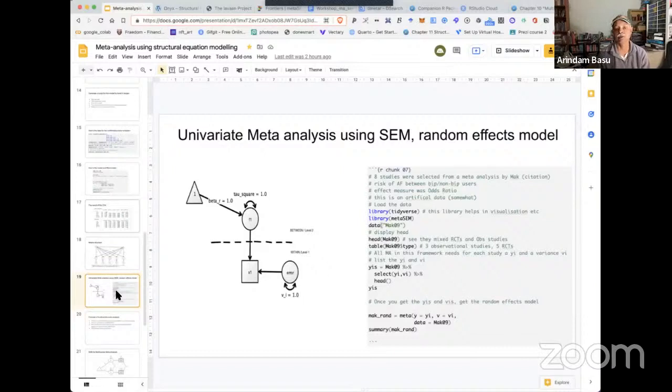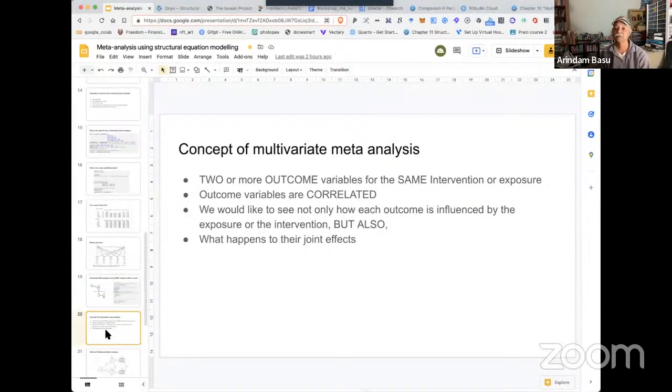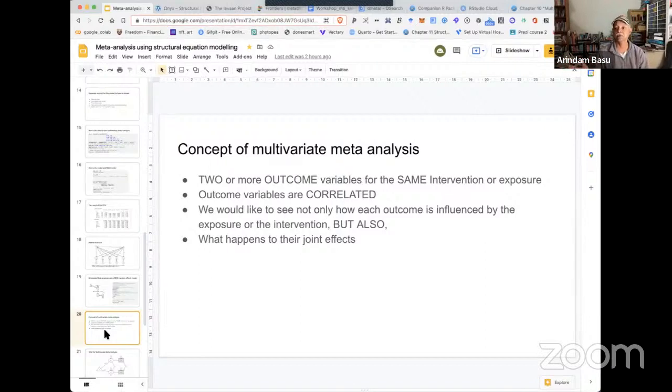And you might wonder, hey, what's the big deal? Why do you spend so much time talking to us about something that you do anyway in other things? Here's the magic. What happens if you've got 2 or more outcome variables with the same intervention, and these outcomes are correlated? If they're uncorrelated, you can use univariate meta-analysis, doesn't matter, no one bothers. But here is where your traditional ones are not going to work as well.